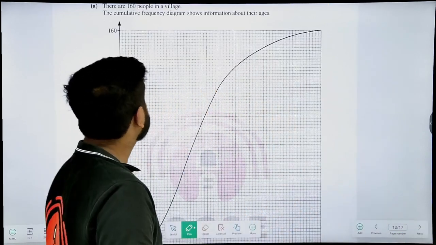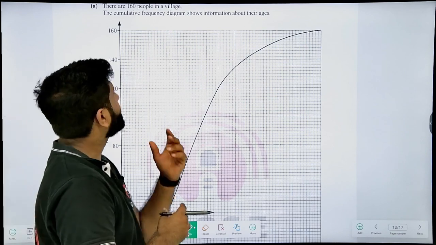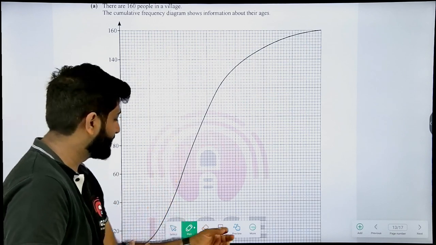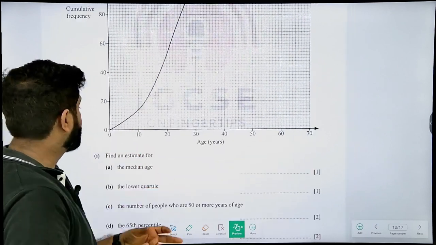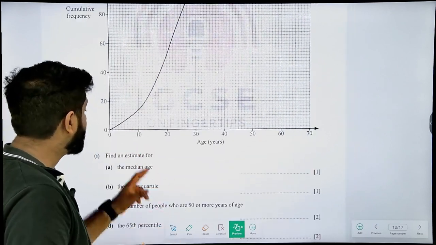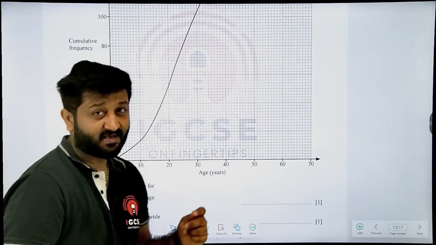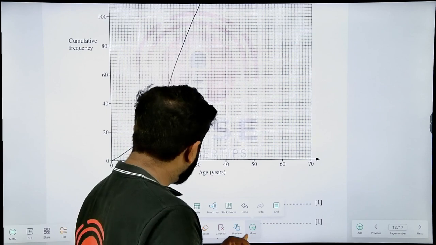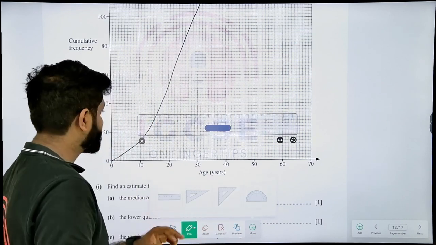Now I'm going towards the next question. There are 160 people living in a village. The cumulative frequency diagram shows information of their ages. So what does the question say? Find the median age. The median age means I'll have to find the 50th percentile. Guys, I do not have a scale for this, so I might be wrong. So kindly pardon me for this question. The scale is not appropriate.